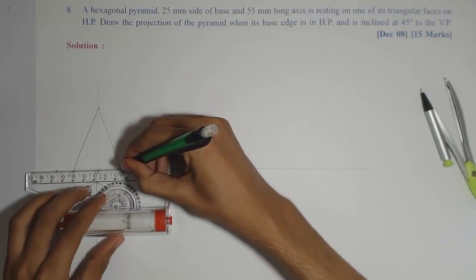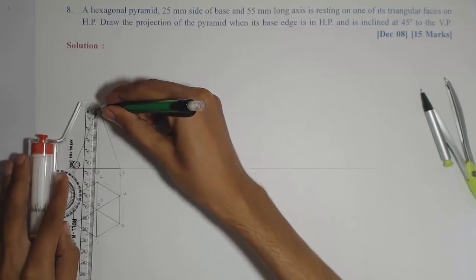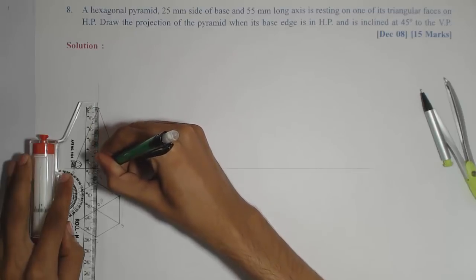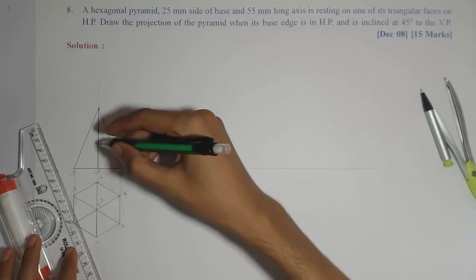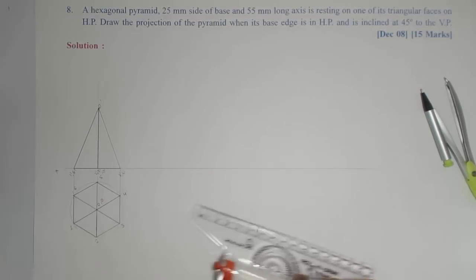Now the base and then slant edge from 2 and 5 will be visible. That will coincide with slant edge from 5 also, which is hidden, but preference will be given to dark edge, and also axis will coincide here. So we'll show O dash also. So this completes the first stage.